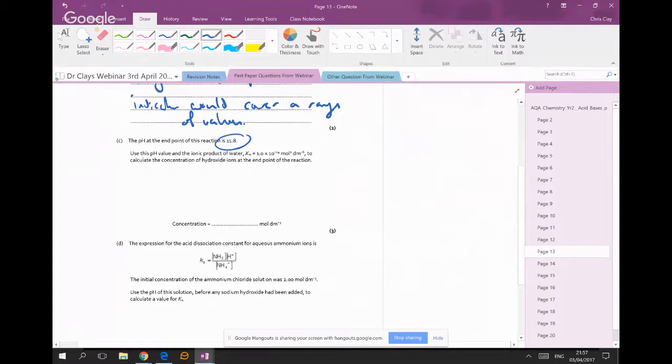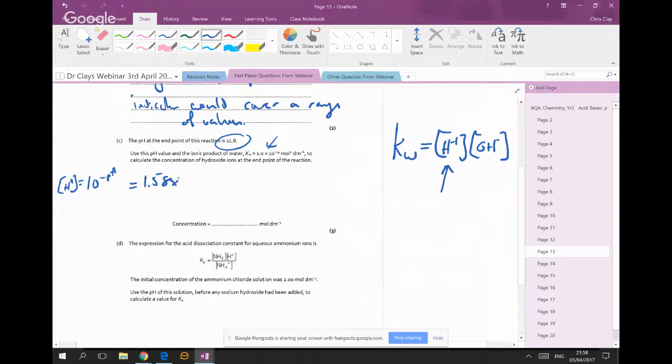Use the pH value and the ionic product of water, Kw. Kw, here we go. We must be talking about bases. Kw, we're given in the question, so we must be using it somehow in the calculation. Calculate the concentration of hydroxide ions at the end of the reaction. Well, here we go. The pH is equal to minus the log of hydrogen ion concentration. So we can find this value from the pH: hydrogen ion concentration equals 10 to the minus pH. If we put that into our calculators, you should end up with a value equal to 1.58 times 10 to the minus 12.